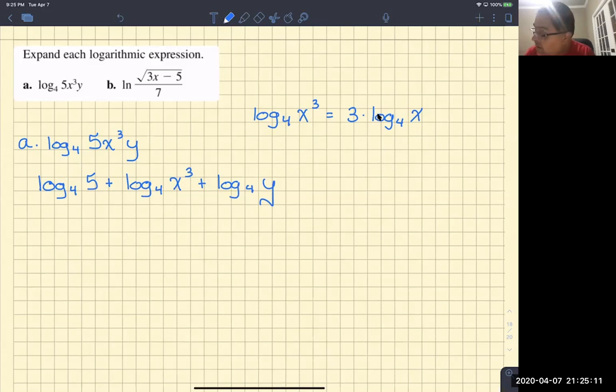So, rewriting this, log base 4 of 5 plus 3 log base 4 of x plus log base 4 of y. And I know it's fully expanded because there's nothing being multiplied within the logarithm, and there's no exponents within the logarithm.